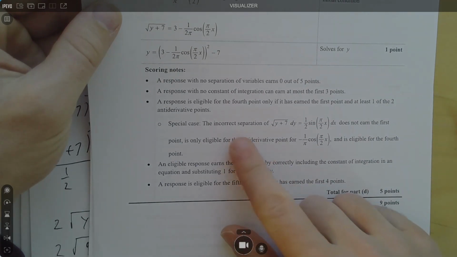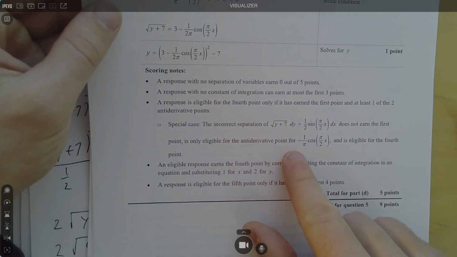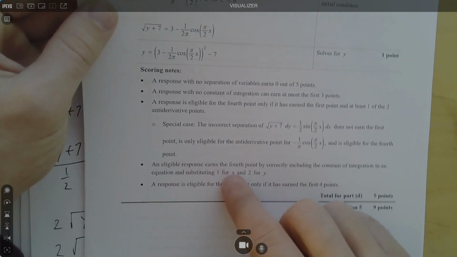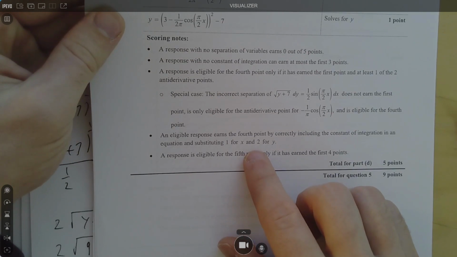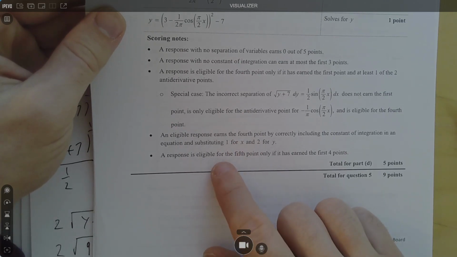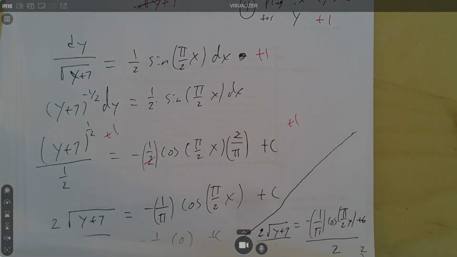Special case, the incorrect separation does not earn the first point, is only eligible for the antiderivative point for cosine and is eligible for the 4th point. Interesting. Okay. So there are different ways to get those partial credits. An eligible response earns a 4th point by correctly including the constant of integration. And yeah, we did that. And then you can only get the 5th point if you've earned all the other points. That's it. So that's a differential equation problem.